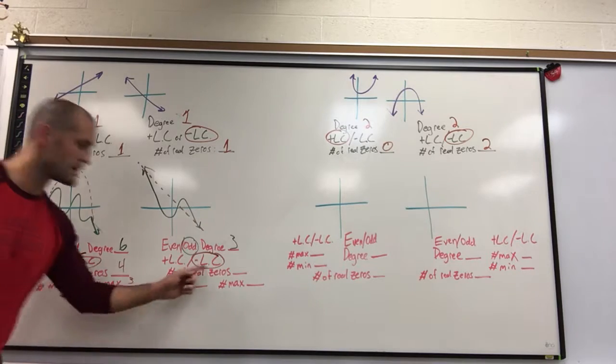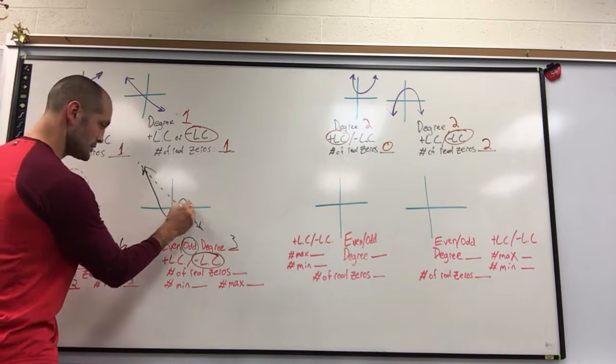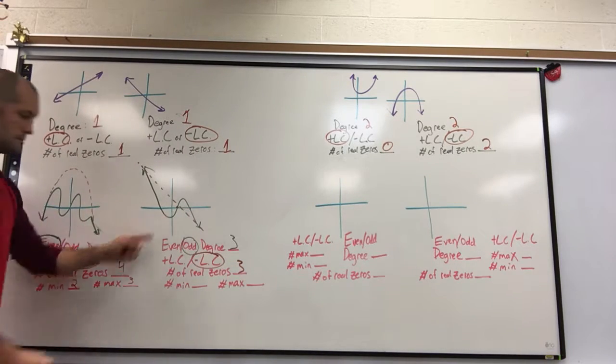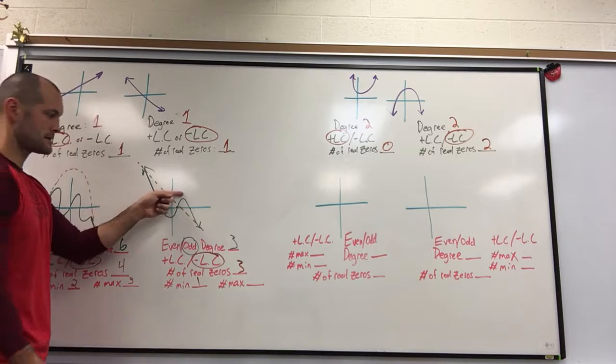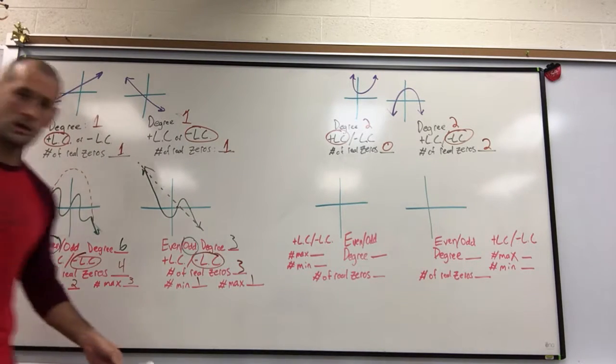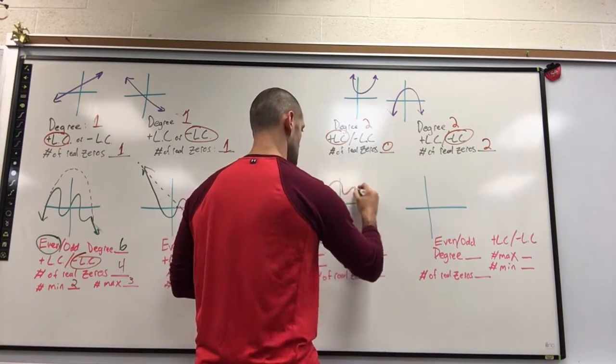Don't judge. So we have a negative lead coefficient. Number of real zeros. I don't even think about the word zeros. I think about x-intercepts. 1, 2, 3. Got it. Number of min. 1. Max. 1. Look at the humps. Okay, 2 more quickly. Let's do this.